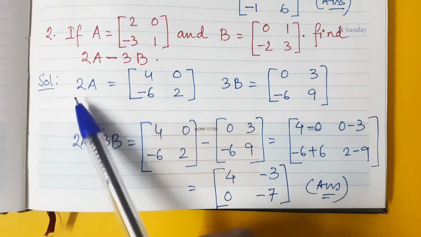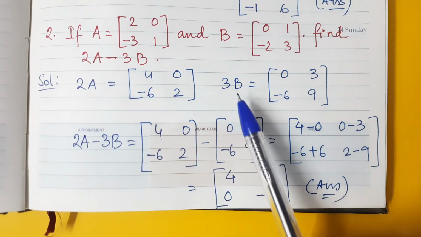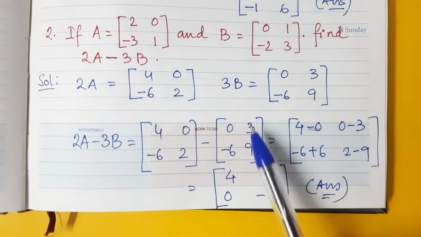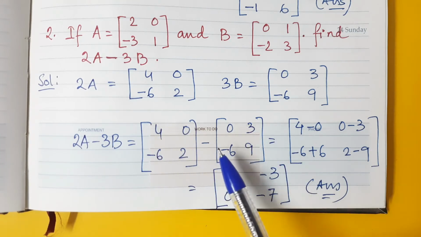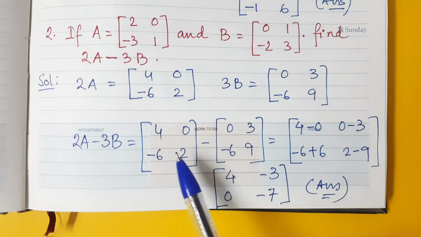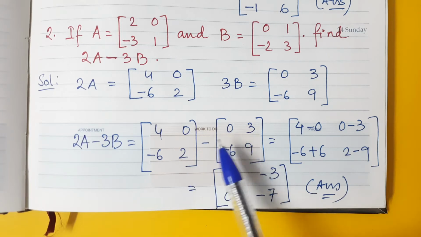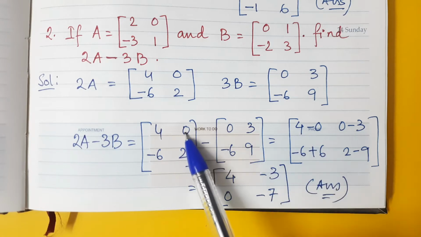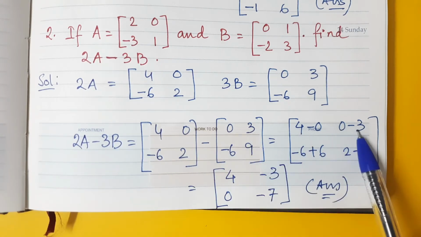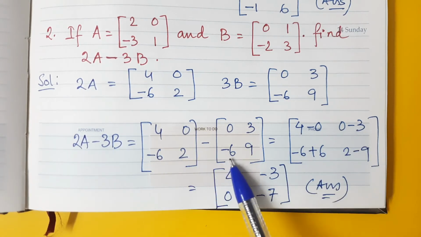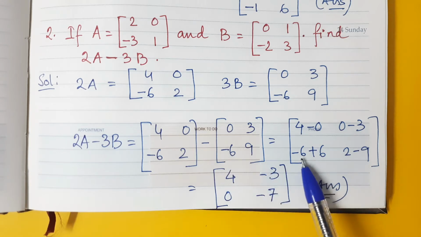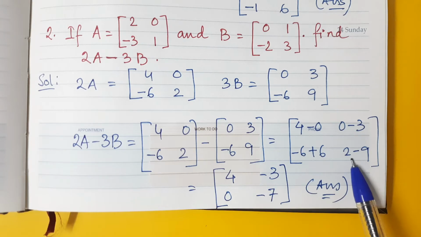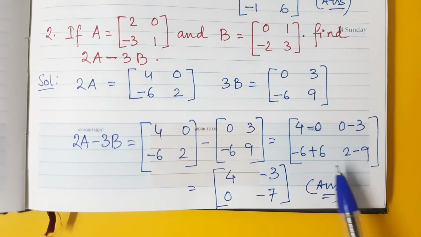Now we have 2A and 3B. We just need to subtract them. So this matrix minus this matrix, this is again similar to the addition. You just subtract elements position wise. So 4 minus 0, 0 minus 3, minus 6 minus of minus 6, that is plus 6. So minus 6 plus 6 and then 2 minus 9. And this is the answer.